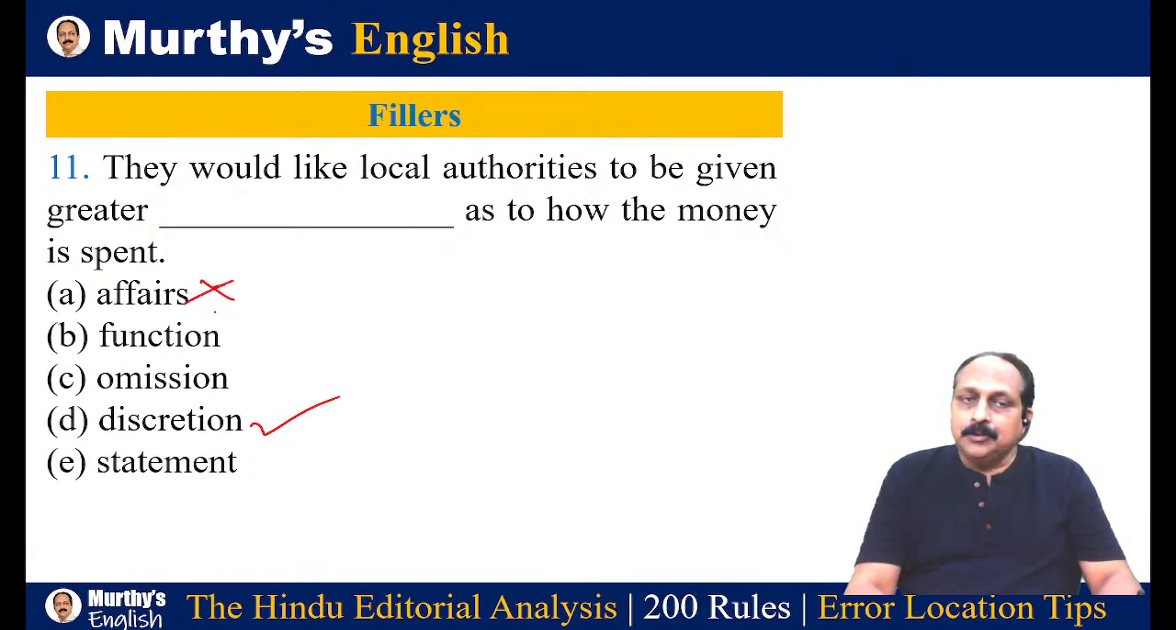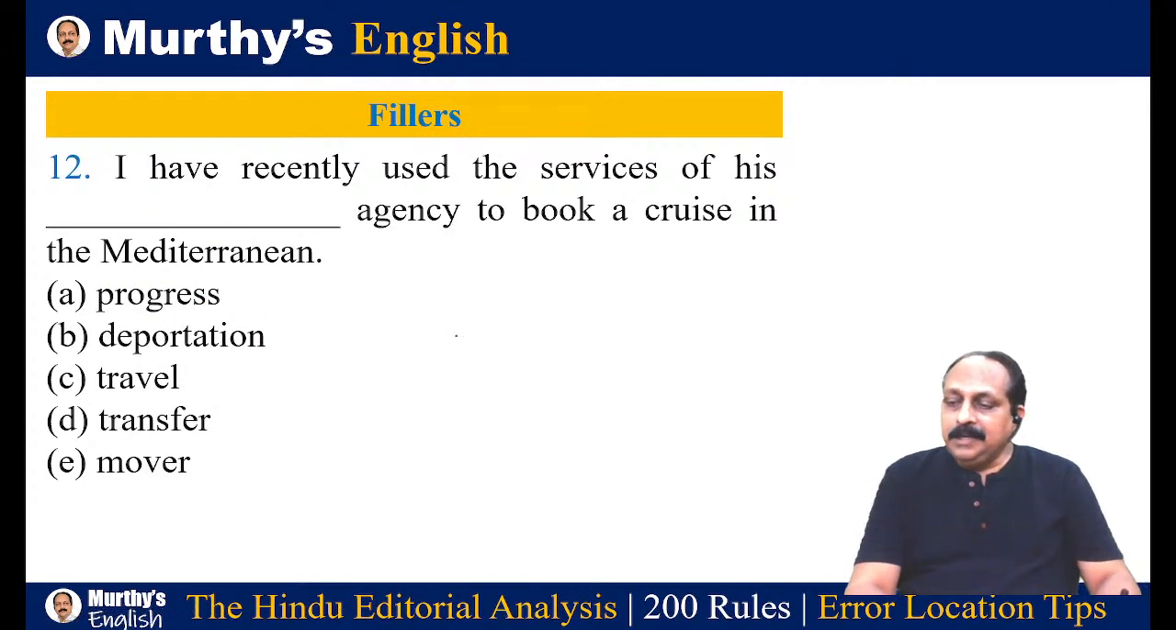Greater affairs does not make any sense. Greater function, no. Greater powers would have been better. Omission not relevant. Statement not relevant. Discretion means ability to decide what is right, what is wrong. One of the meanings is to be able to judge.